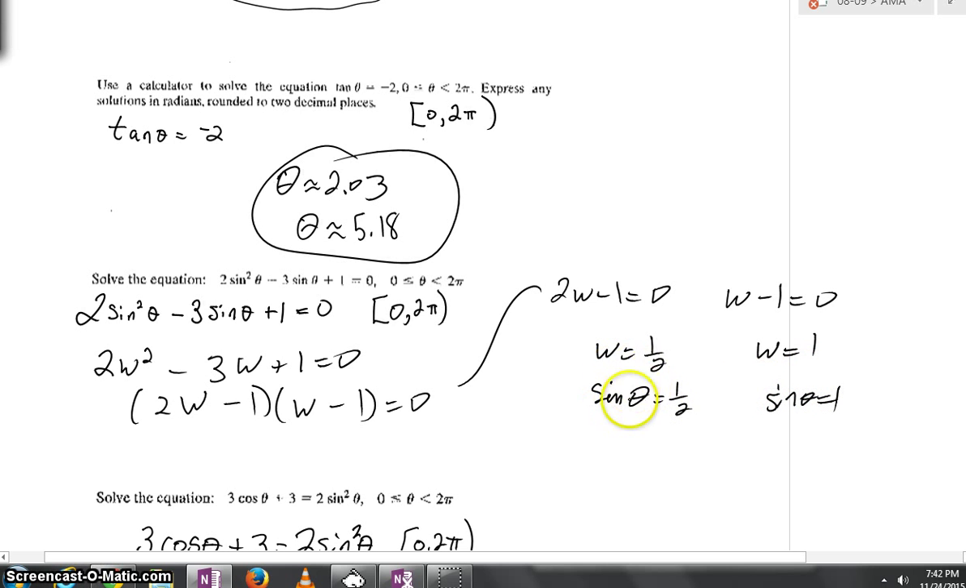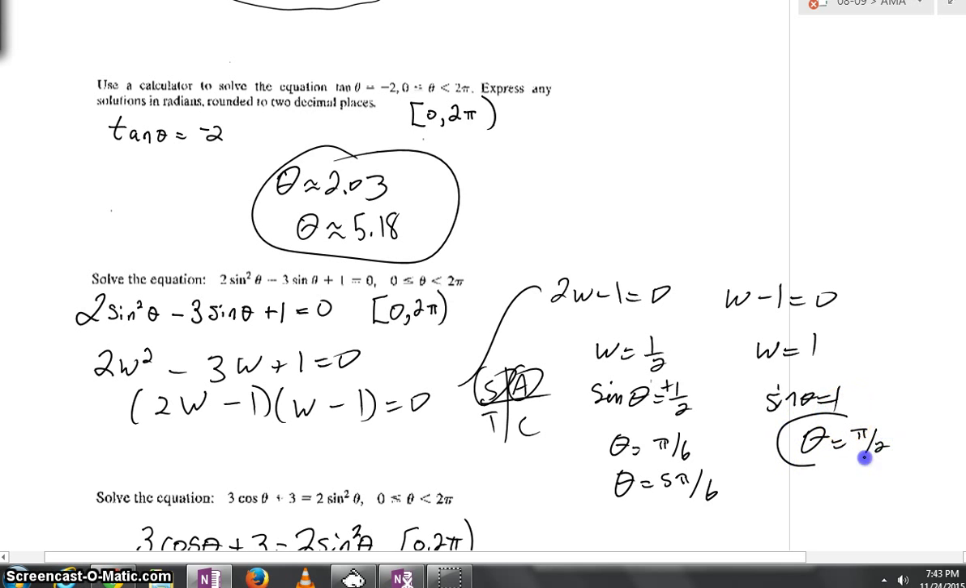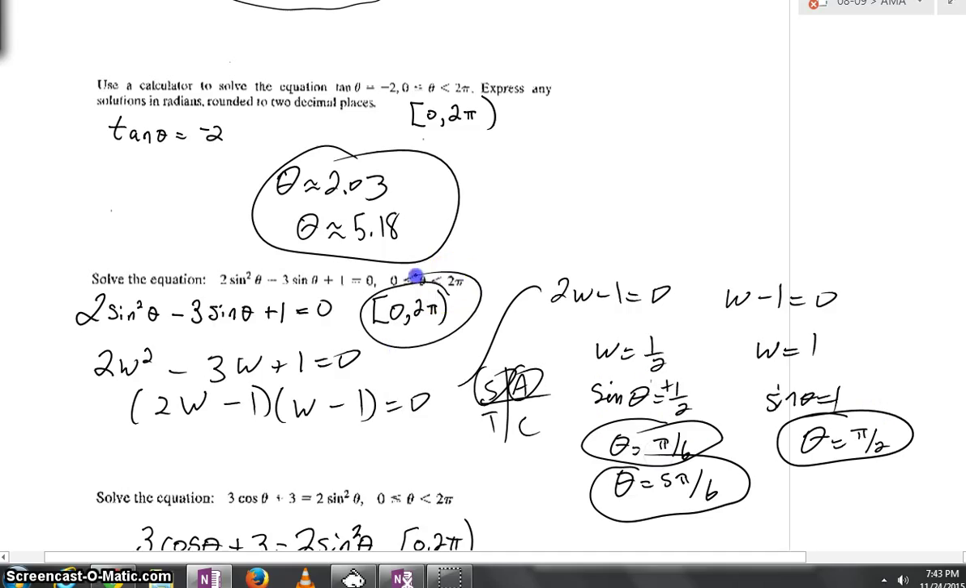Now, we don't have any change to the period. I'm interested in where sine is positive 1/2, only in the first and second quadrant. That would be pi over 6. In the second quadrant, that would be 5 pi over 6. Where is sine equal to positive 1? Well, around the unit circle, just one place, pi over 2. We don't have to put any plus 2 pi k's. We're only between 0 and 2 pi.